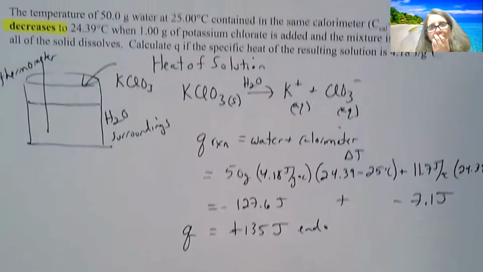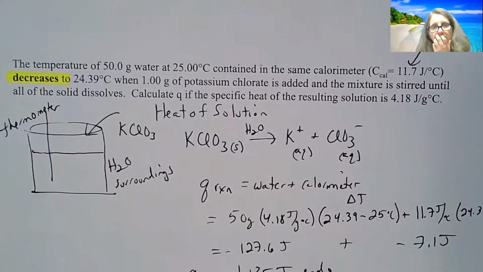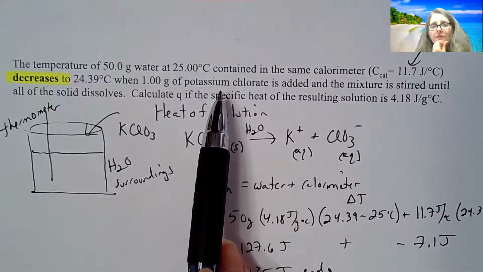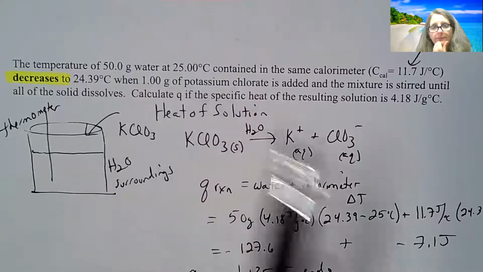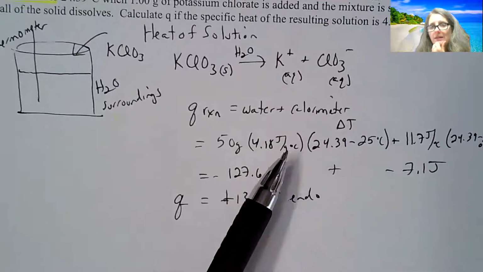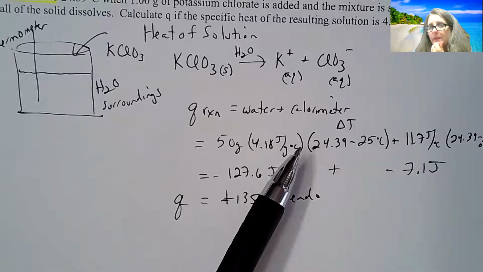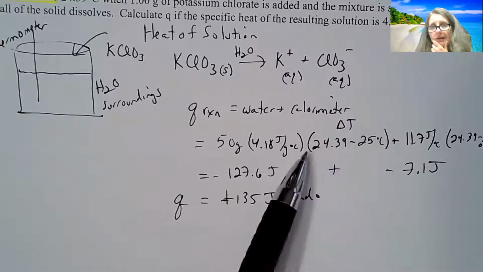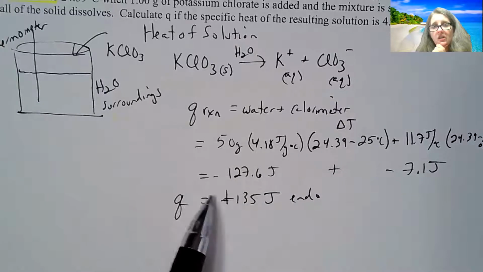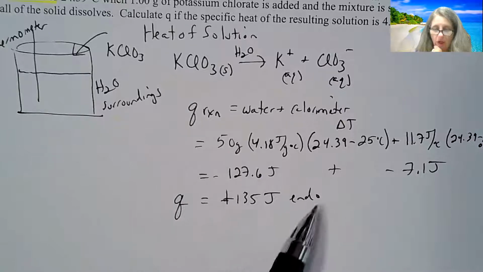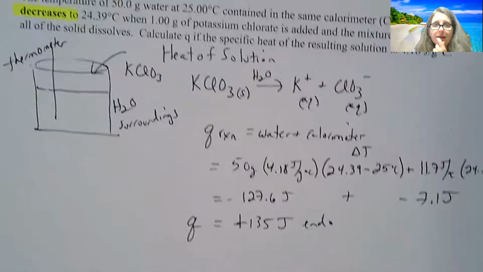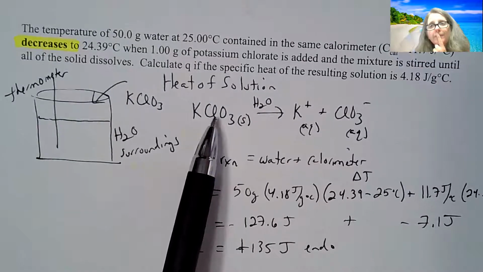Well, what if I dumped in 5 grams of potassium chloride? What if I did 5 grams instead of 1 gram? Well, what would happen to my delta T? My delta T would change, all right? So then my overall Q would change. So Q is dependent upon how much stuff you put in there.